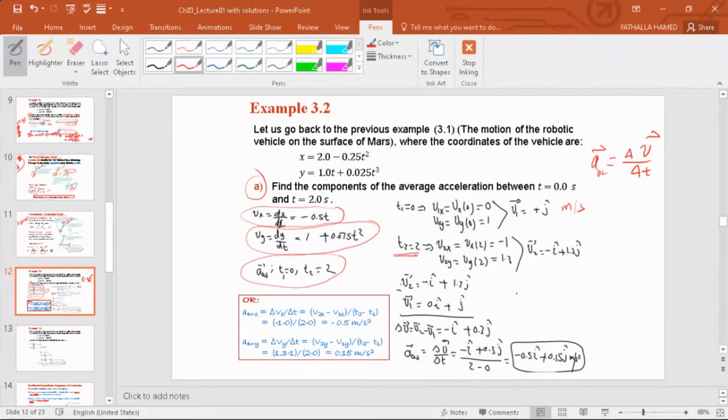T2, that means I'm putting t is equal to 2. You put 2 here, you will get minus 1 for Vx. You put 2 in t squared here, so 2 squared is 4. 4 times 0.075 will be 0.3, and it will give you 1.3. So your V2 now is equal to minus i hat plus 1.3 j hat meter per second.